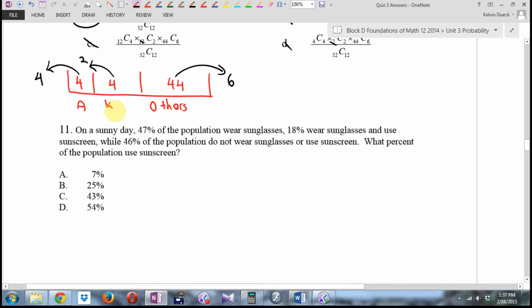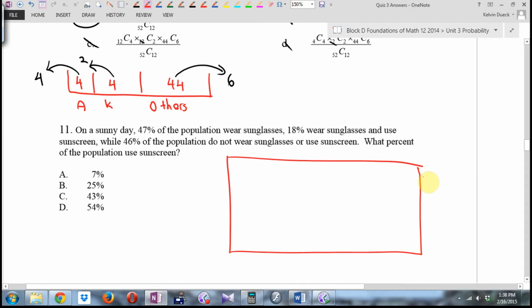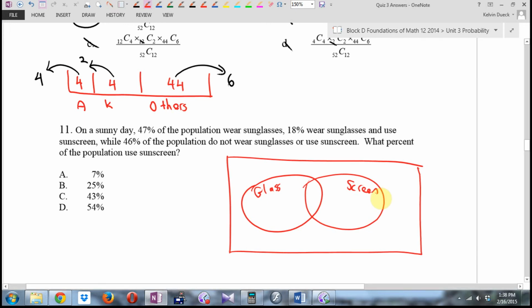Sterling, I glance at number 11. Do you know why I'm thinking Venn diagram right away? I see percentages. I see 2 categories, sunglasses and sunscreen. Okay. Then. Normally I use letters, but sunscreen and sunglasses both begin with the same letter. So I'm going to go with the word glass and the word screen, so I don't get them mixed up. Where do I always start any Venn diagram? In the middle. Did they tell me the and? Oh, they did.